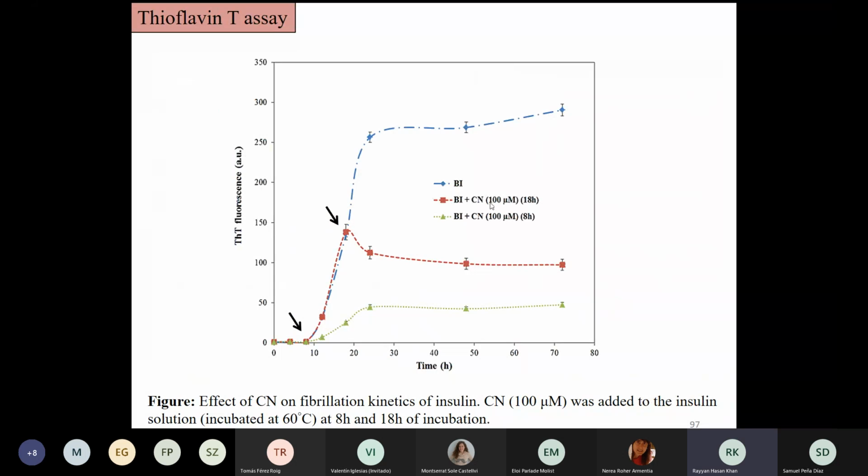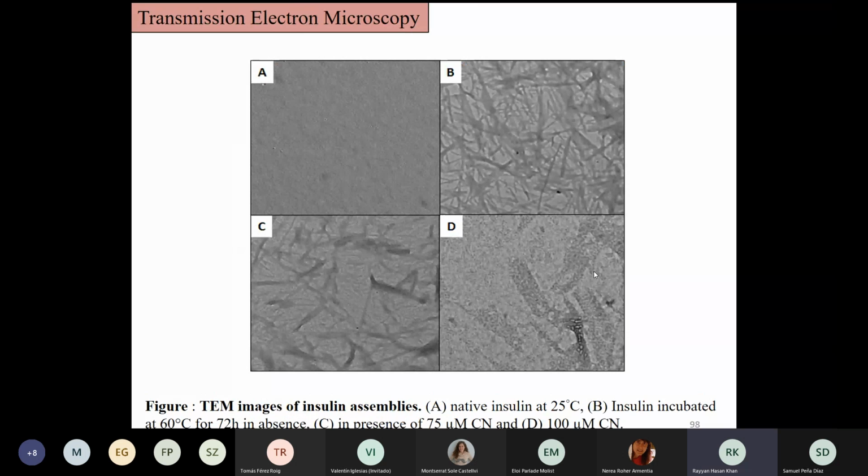Now, what we have done is add capromycin at the lag phase and at the midpoint of the log phase, 100 micromolar. We just want to see how it inhibits the ThT fluorescence kinetics. If we add it after 8 hours, you can see it follows this type of kinetics. And if we add it at the midpoint, around 18 hours, you can see again it shows inhibition. Now these are the TEM images. This is the amyloid, and this is in the presence of 75 and 100 micromolar capromycin.